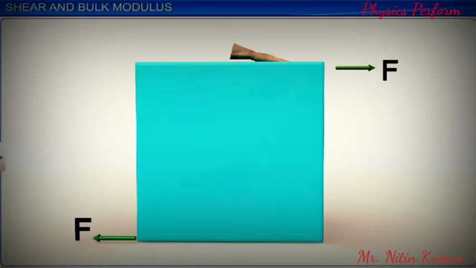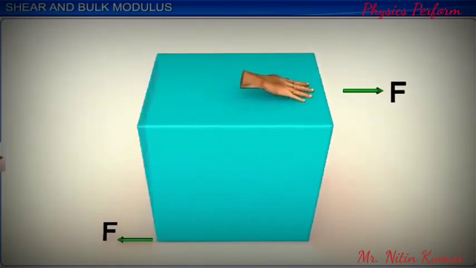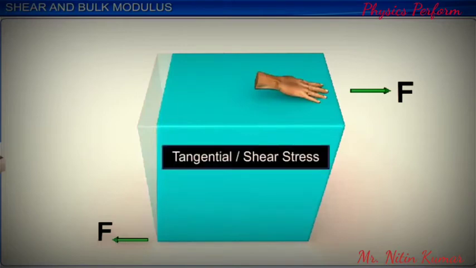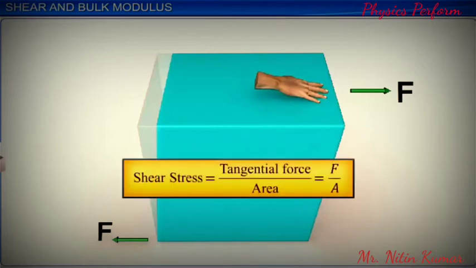Consider a cubical body as shown. When a pair of equal and opposite forces is applied tangentially to opposite end faces of the body, the shape of the body is distorted and the stress generated is called tangential stress or shear stress. Shear stress is measured as the ratio of applied tangential force F to the area of the face A.